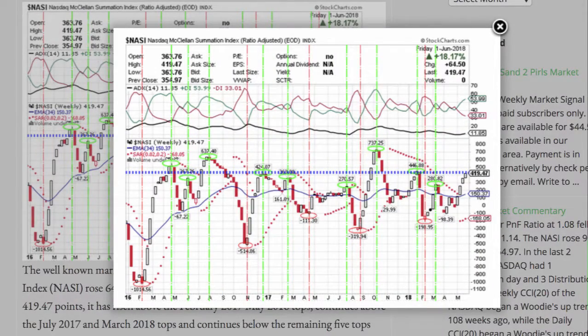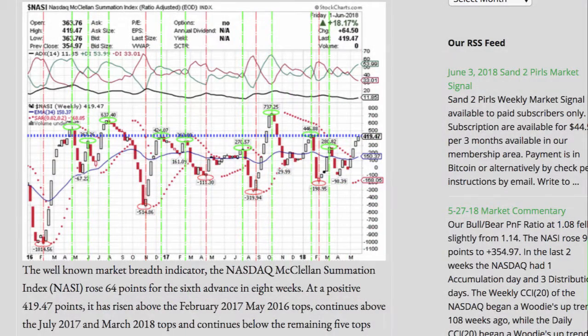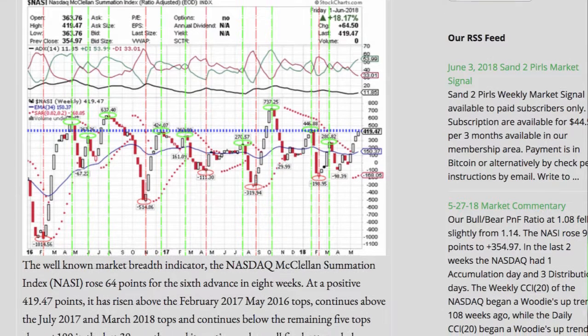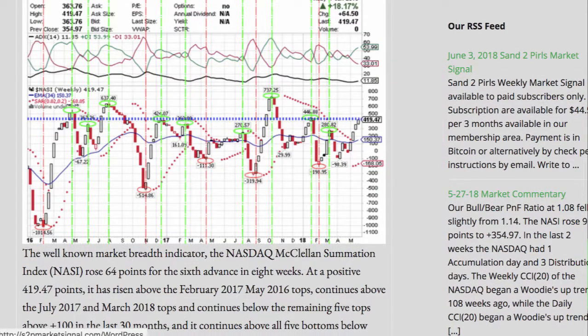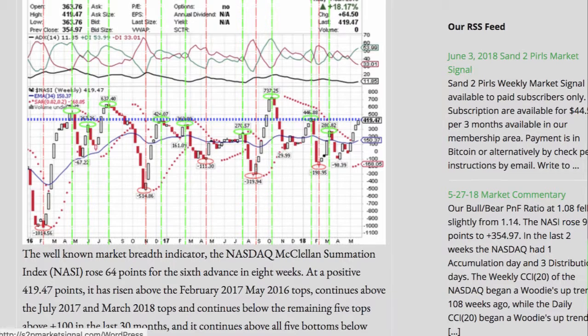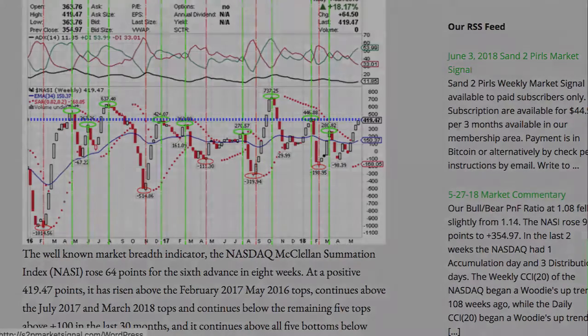The well-known market breadth indicator, the Nasdaq McClellan Summation Index, rose 64 points for the sixth advance in 8 weeks. At a positive 419.47 points, it has risen above the February 2017 and May 2016 tops, continues above the July 2017 and March 2018 tops, and continues below the remaining 5 tops above plus 100 in the last 30 months, and continues above all 5 bottoms below minus 100 in the last 30 months.